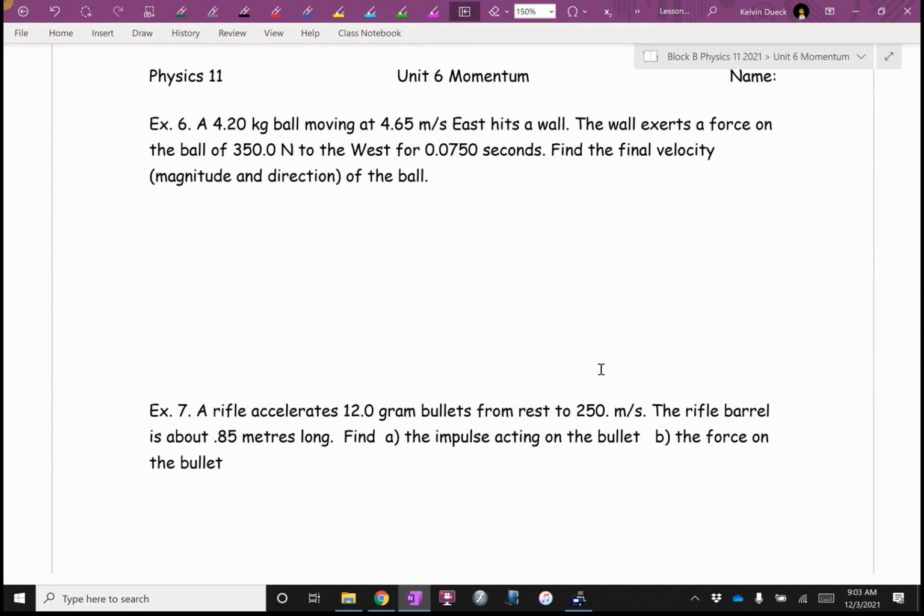A 4.2 kilogram ball moving at 4.65 meters per second east hits a wall. "I've hit the wall all morning, Mr. Dewick." Shut up. The wall exerts a force on the ball of 350 newtons to the west for 0.0750 seconds. Find the final velocity, magnitude, and direction. I guess it'll either be west or east of the ball.